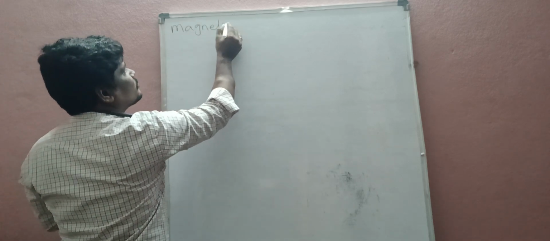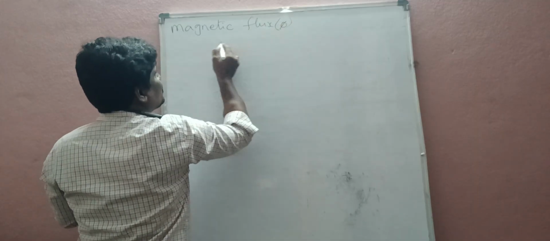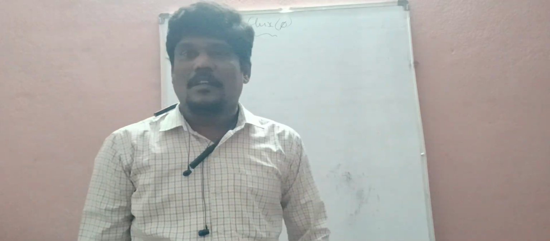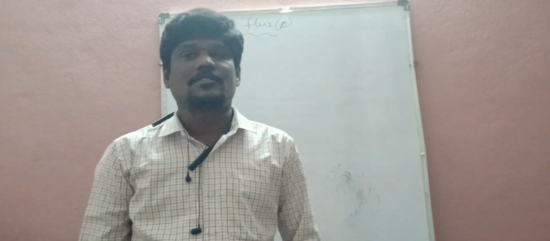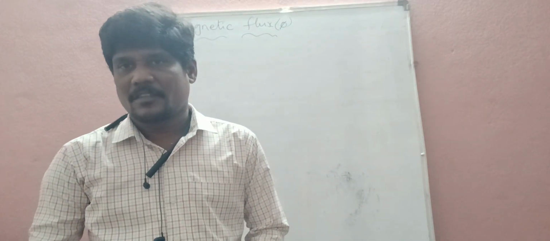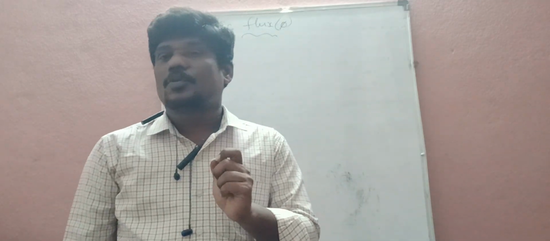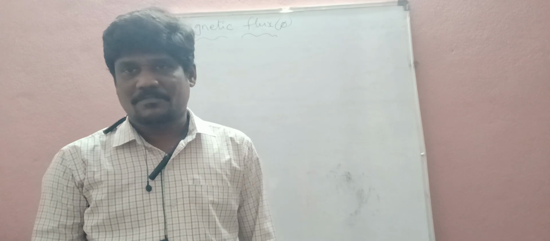Magnetic flux. It is indicated by the letter phi. How can I explain the electric flux in electrostatics? In the same way, magnetic flux is also explained. The total number of magnetic field lines passing through any surface in a direction normal to the surface.